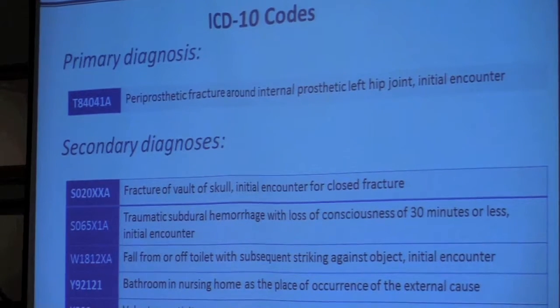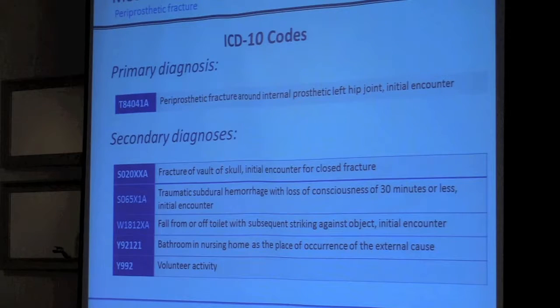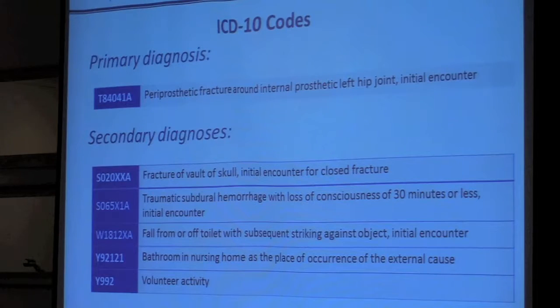It's because they fractured their hip around a prior prosthesis. There are special codes for periprosthetic fractures around internal prosthetics. You could use fracture of the hip, but which one is more severe? Periprosthetic fracture, right? It's going to make a big difference. So I'd clearly use that, not just hip fracture.